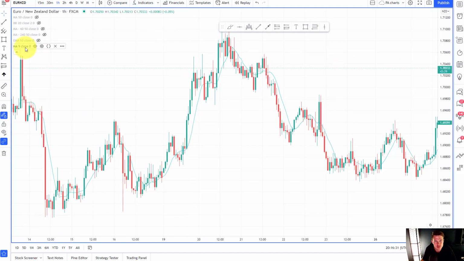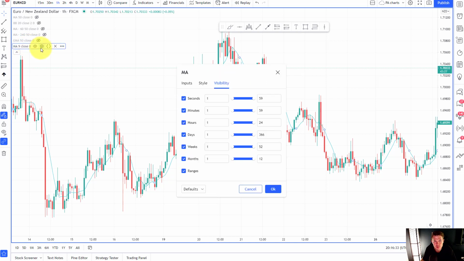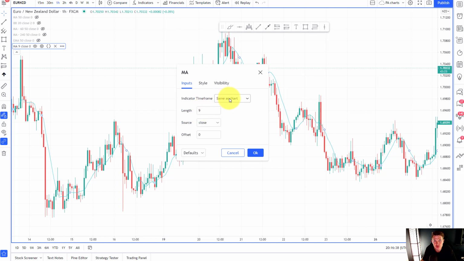What is TradingView doing? So here we see it. We can open it by clicking on the settings icon, and then we can go to inputs, indicator time frame. We can change it to the higher time frame. For example, we are on the 1 hour and we want to change it to the 4 hour.